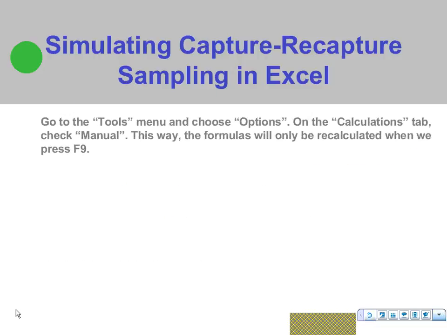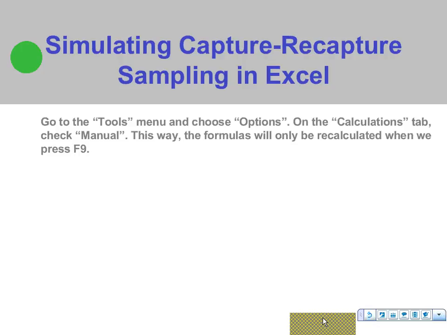So this is just a technical comment. Basically, just to make sure that every time you do something on the workspace, the random numbers do not change constantly. What you can actually do is go to the options menu, go to the calculations, and just check manual. So the random numbers will only be generated when you actually press F9.